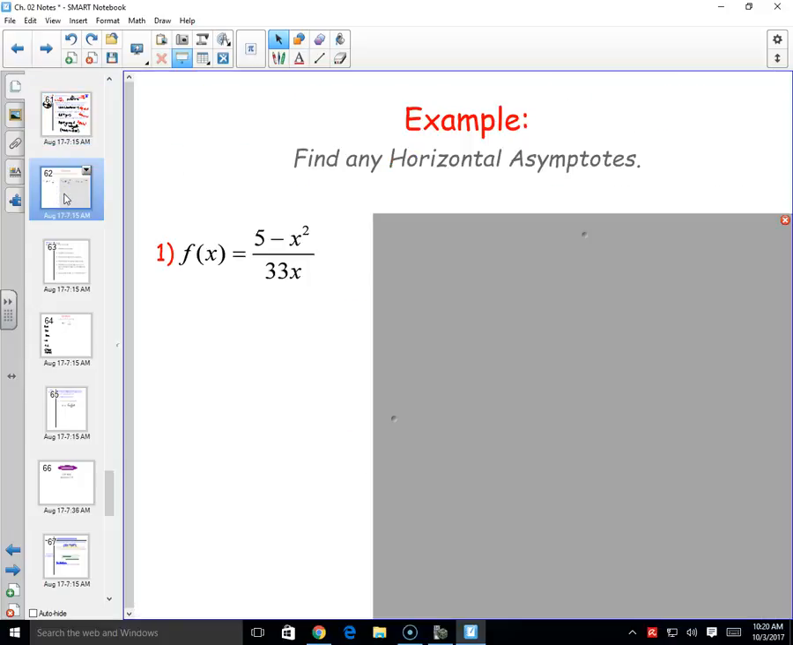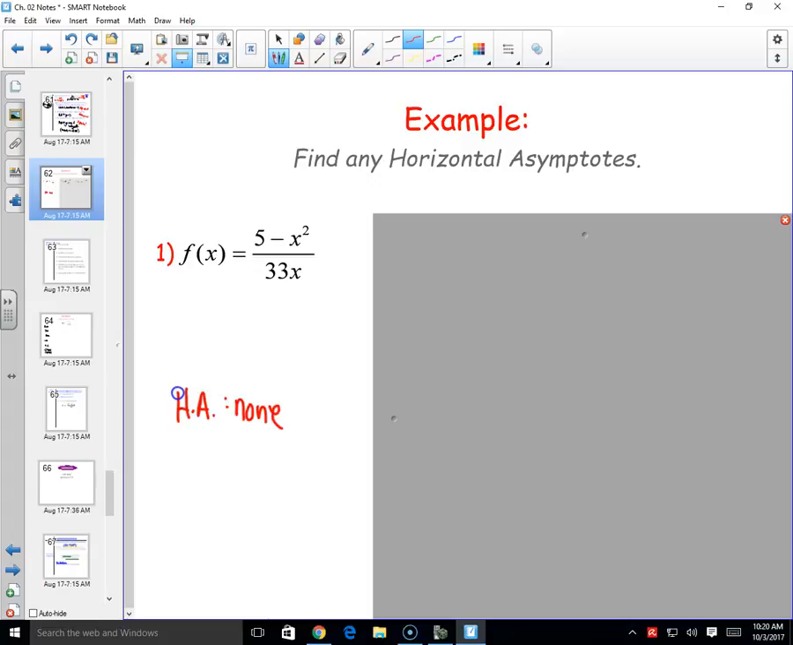My question is, who wins? What are you looking at? Degrees, and degree is the highest power of x of each, the numerator and the denominator, right? Who wins, top or bottom? Because I had an x squared up top. Top wins. Look at your test. What's my horizontal asymptote? None.